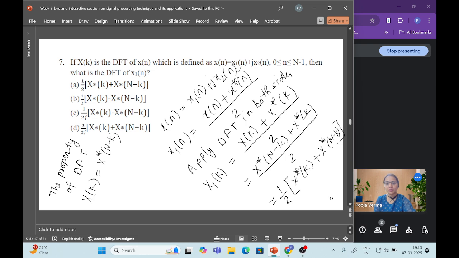So from here we will get which option is correct. 1 by 2 [X conjugate (k) plus X conjugate (N minus k)]. So option A is the correct answer for this question. Just putting this into this equation, from here we will get the value of X1(k), that is the DFT of x1(n). So moving to the next question.